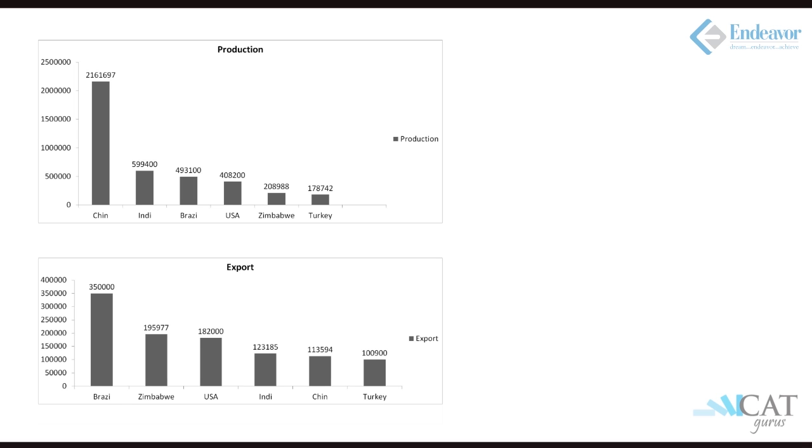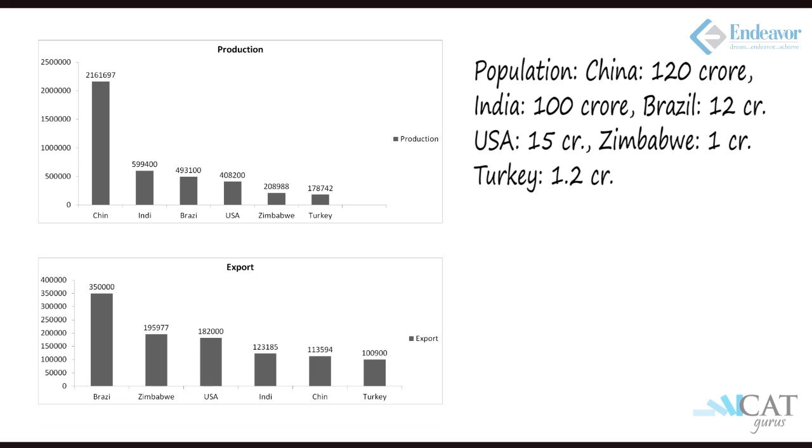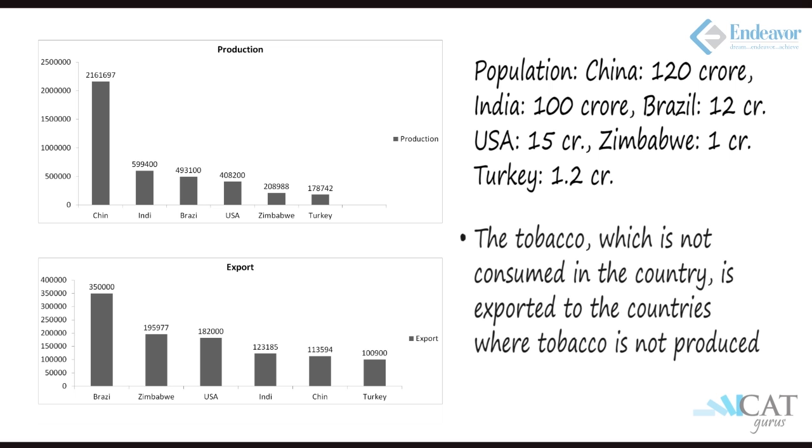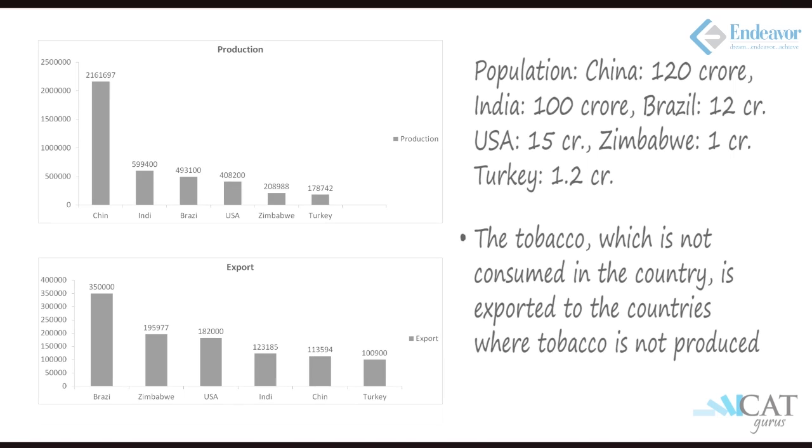And for the same 6 countries, there is the tobacco export, which is given in the second figure. There is some note. The population of China is given, India, Brazil, US. Okay, so you have the population of all these 6 countries. Then there is a note. The tobacco which is not consumed in the country is exported to the countries where tobacco is not produced. So we can very clearly say there is no wastage. If there is a production, there is either consumption or export, and export to countries which do not produce.